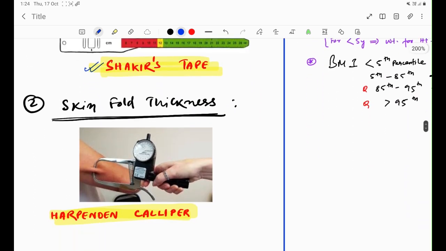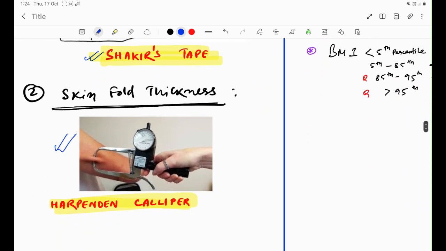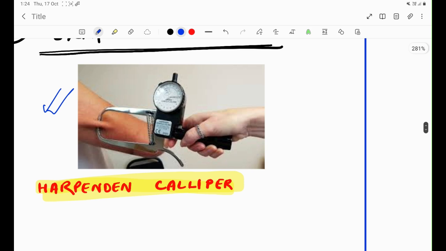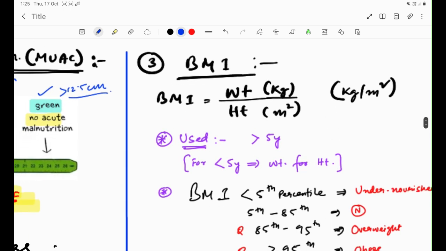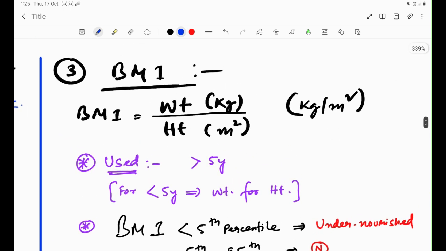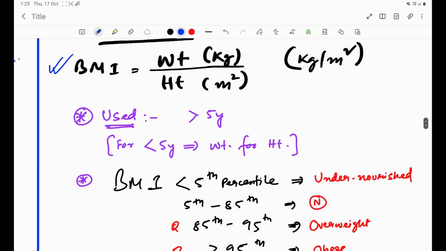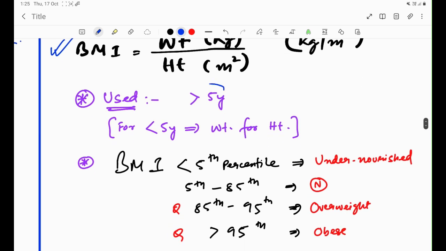Next is skin fold thickness. You just need to remember this image. It can be an IBQ. The name of the caliper is something called Harpenden's skinfold caliper. This is how it looks. Then BMI. The definition of BMI has been asked several times. It is weight by height, kg per meter square. BMI is normally used for child more than 5 years of age. If it is less than 5 years, then we use something called weight for height to know the malnutrition. But if it is more than 5, we use BMI.